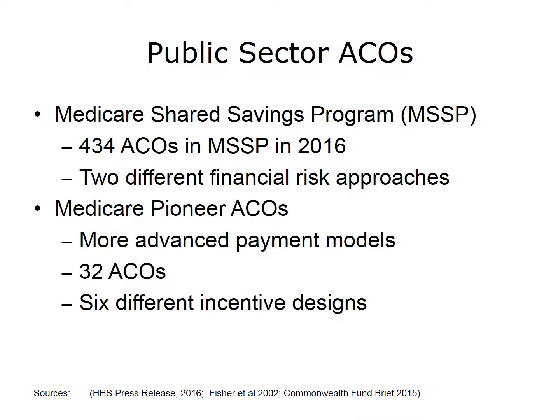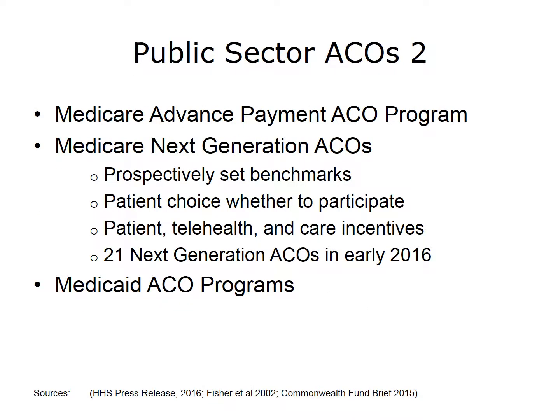The Medicare Pioneer ACO program was launched for providers that were ready to test more advanced payment models. This program is much smaller than the MSSP and was considered appropriate only for the most advanced ACOs. This program began with 32 ACOs using 6 slightly different financial incentive designs. Medicare also launched a demonstration project to provide federal funds to support the development of ACOs by smaller organizations. This was called the Advance Payment ACO Program and originally supported 20 programs.